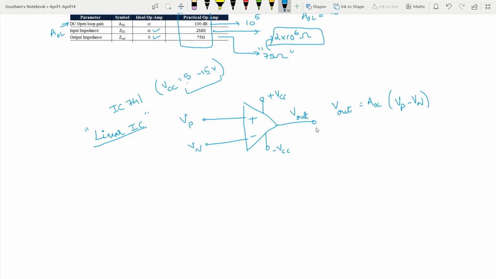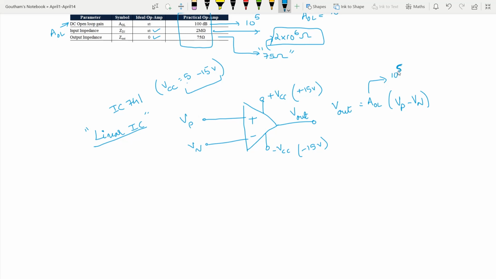Usually this VCC is run at plus 15 volts and minus 15 volts. Now what happens is, because AOL is a very high value, we have seen it in decibels, 100 decibels is nothing but 10 power 5.